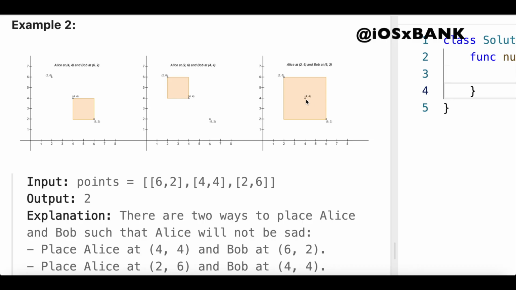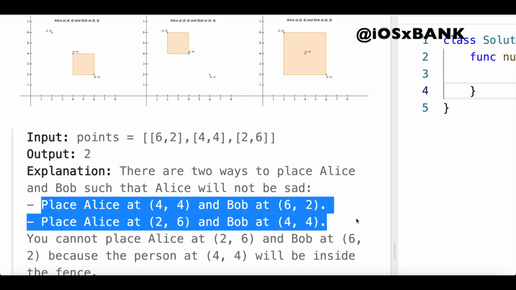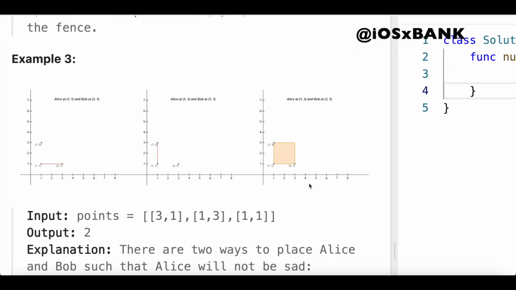And in this case, there's somebody inside the fence, which will make Alice sad, so we cannot include this in our output. Therefore, we only have these two options to choose from, so our output is 2 because these two options satisfy the requirements that we are looking for. So let's go ahead and take a look at example 3, where they might try to throw a trick question our way where it's just a line.